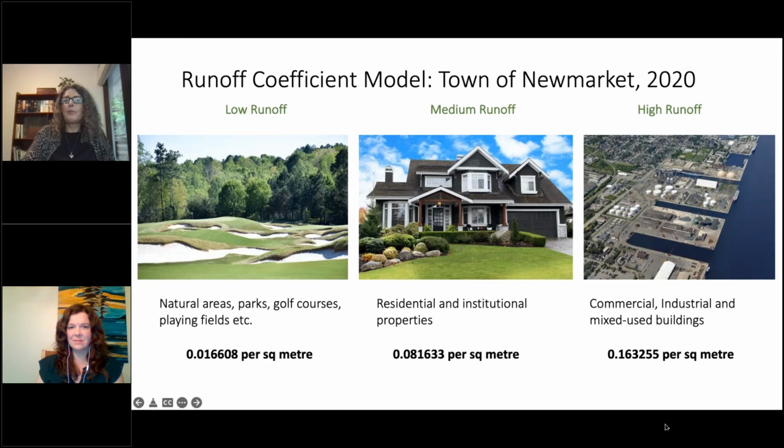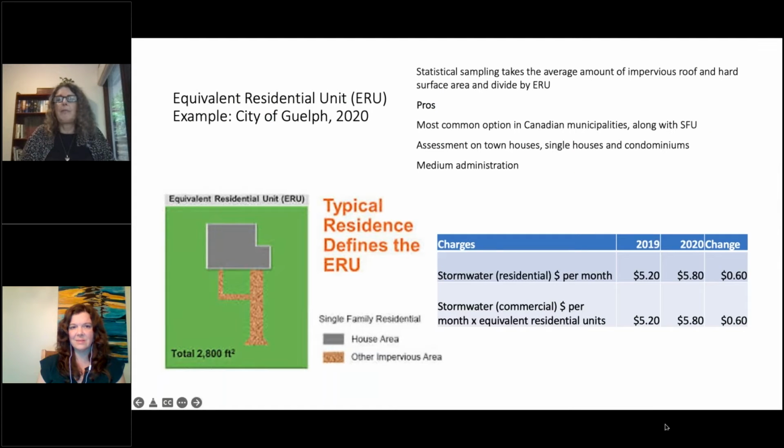There's a runoff coefficient model, which is the town of Newmarket, and that is, you've got the low runoff, which is the parks and golf courses and playing fields, then you've got the residential, which are all the same, and then you've got the high runoff, which is commercial. So that really is not very fair either, so that's coming up a little bit more from being the absolute flat rate.